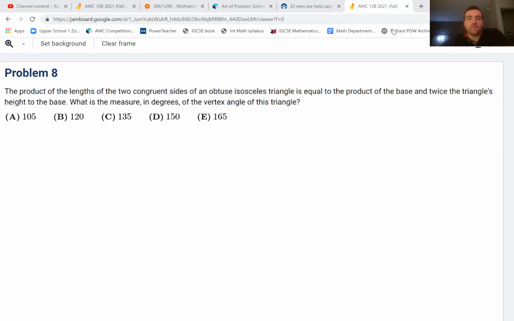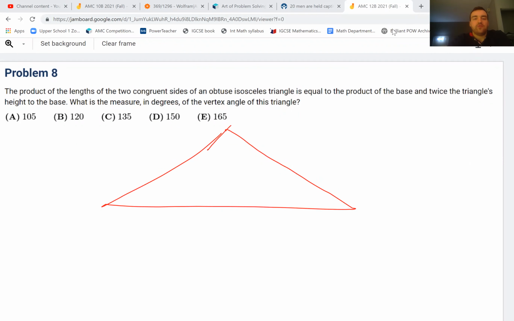Okay, so for this one, what I did was I draw the triangle. I labeled each of these sides A, right? I labeled the height C, and I labeled the base B, which means each of these halves is B over 2, right? Because it's isosceles, the altitude will cut the base in half. And then I called each of these angles theta. And essentially, we want to find the value of 2 theta, right?